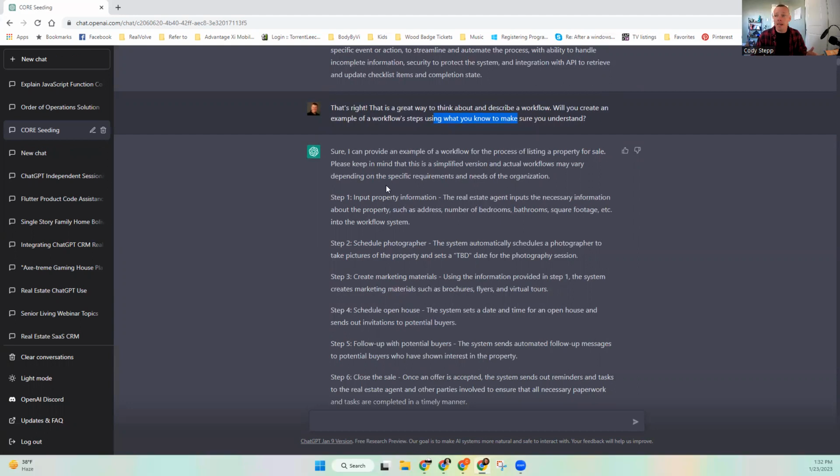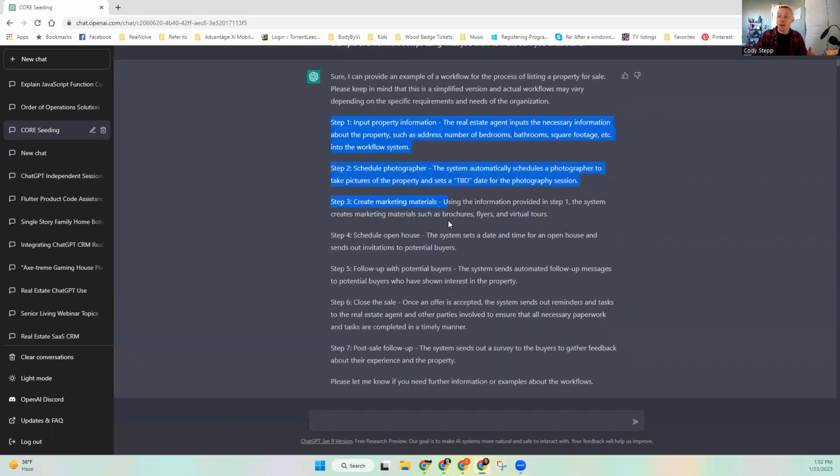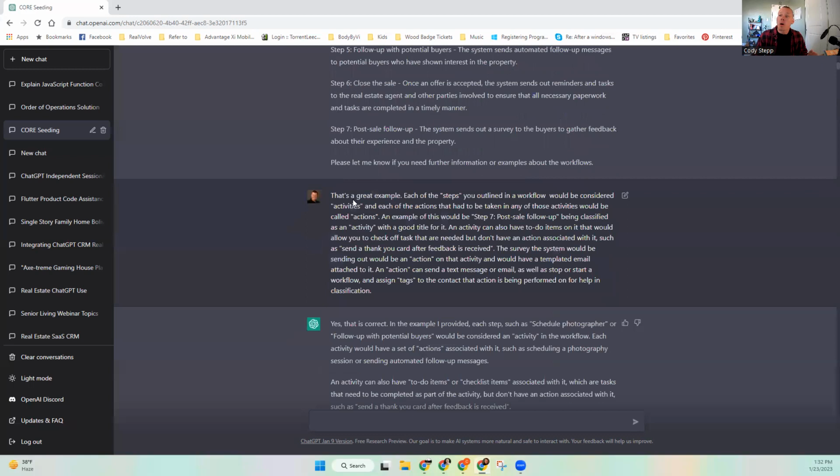So when I first started, it starts giving me out these steps. Now, not bad, but when I wanted to refine this, I really wanted to make workflow super easy for me. So I said, this is a great example, but instead of steps, I actually have what are called activities and actions within a workflow, actions and activities. So I said step 7 is actually an activity.